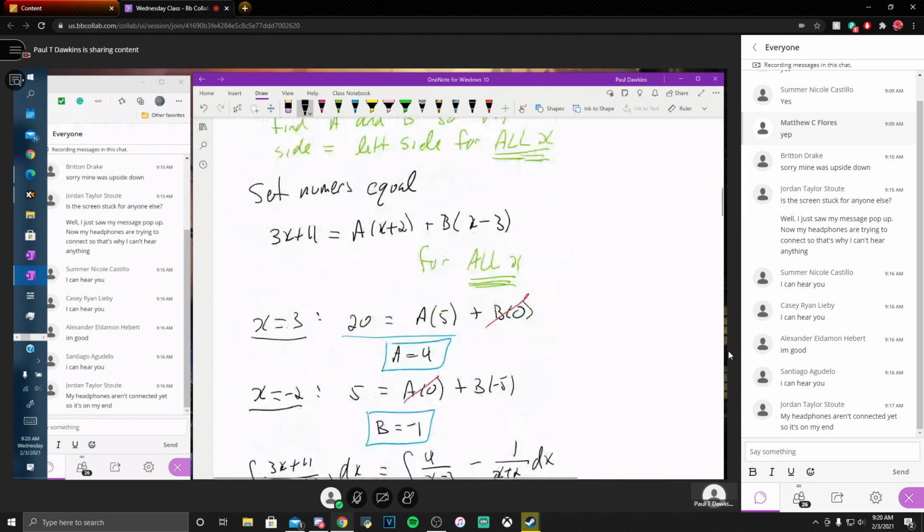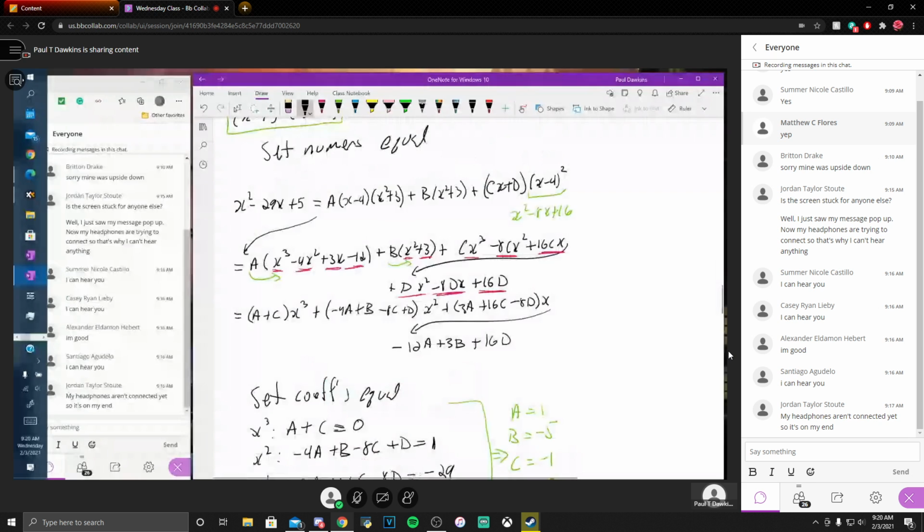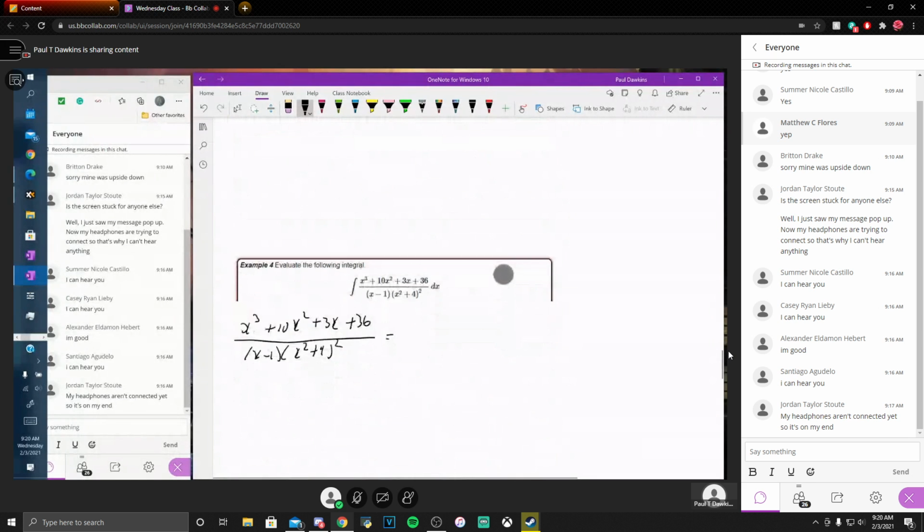Okay, let's go ahead and scroll down. There's my linear term: A over x minus 1. And then the quadratic squared, so I'm going to pick up two of those terms. So Bx plus C over x squared plus 4 to the first power, and then plus a second one: Dx plus E over x squared plus 4 squared.